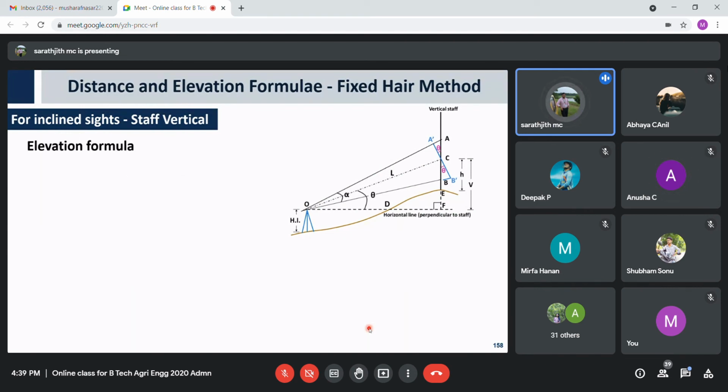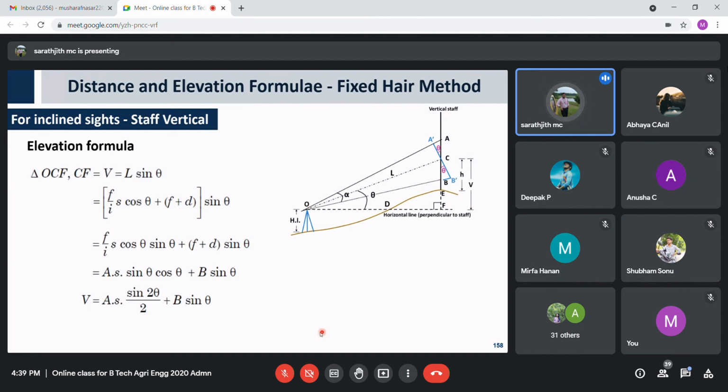So now we want to look at the elevation. For that, you consider the triangle OCF. OCF again. So elevation is what? CF you want to compute, which is the vertical intercept, right? CF, which is V. V is equal to L times sine theta. Substitute the value of L, multiply by sine theta. You will be having this value.